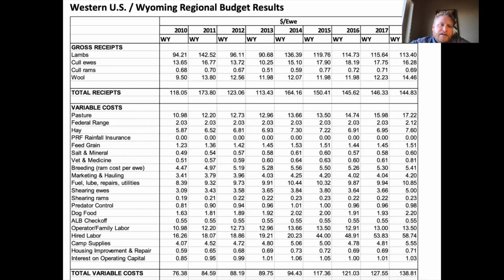This cost of production study can be used to help us understand where our variable costs for certain categories may stand in relation to others. For example, in this cost of production study, you can see that hired labor has increased from $16.26 in 2010 to $58.74 in 2018.